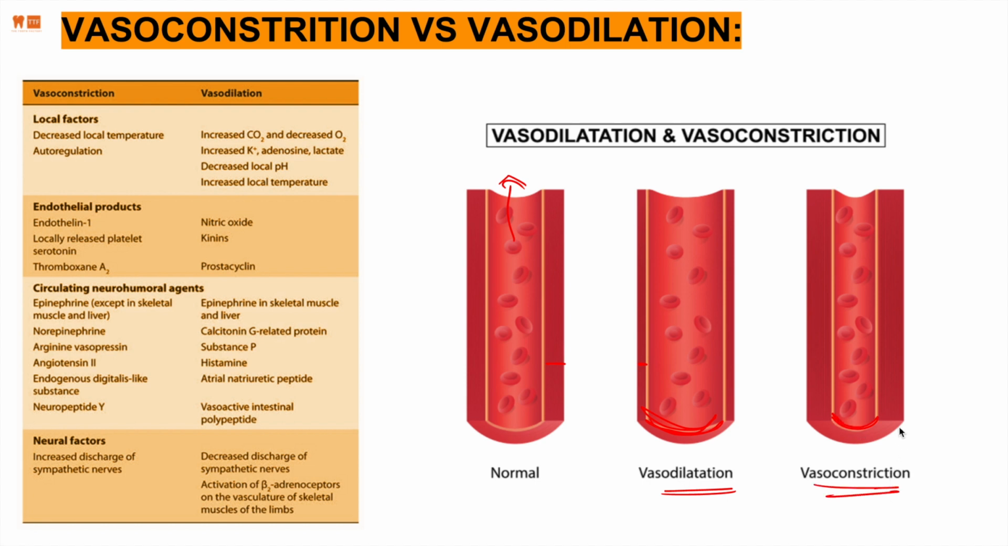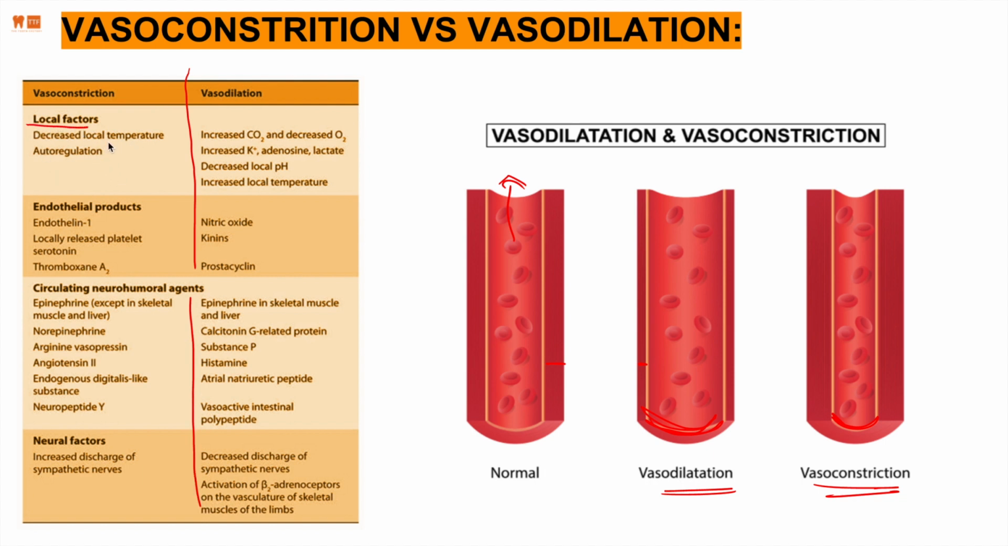Well, how can these happen? What factors produce it? What are pathologic factors? What are circulatory factors? Let's find out through this chart. First, we'll talk about vasoconstriction. So, in vasoconstriction, what are the local factors?